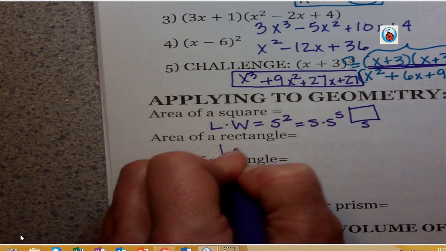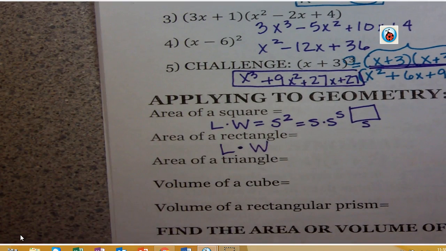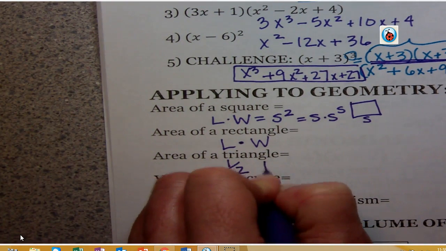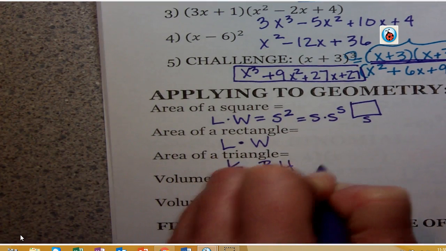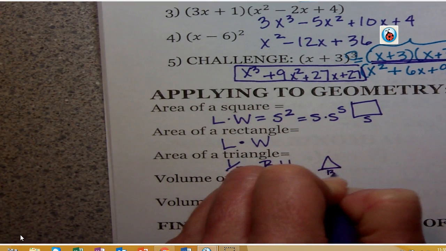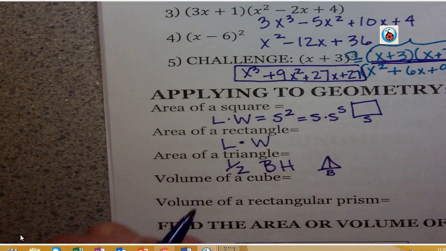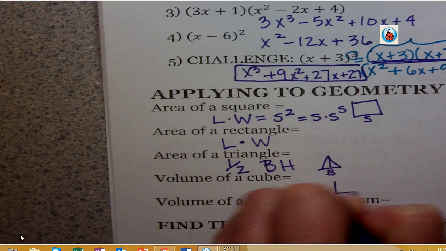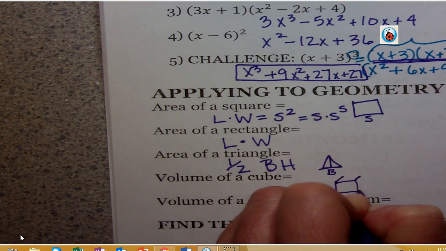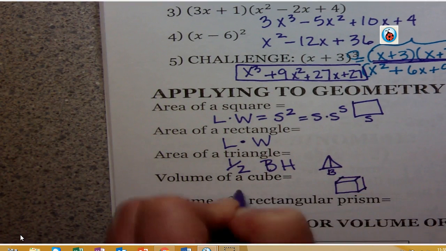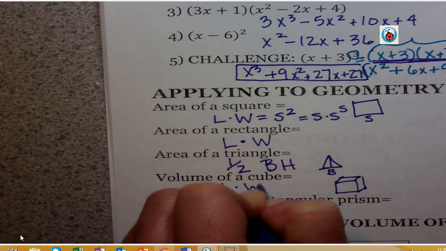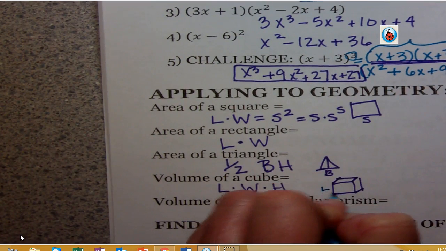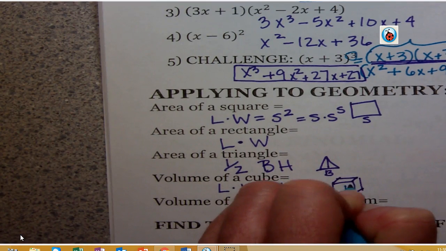The area of a rectangle is your length times your width. The area of a triangle is 1/2 the base times the height. This is your base. That is your height. The volume of a cube is your length times your width times your height.